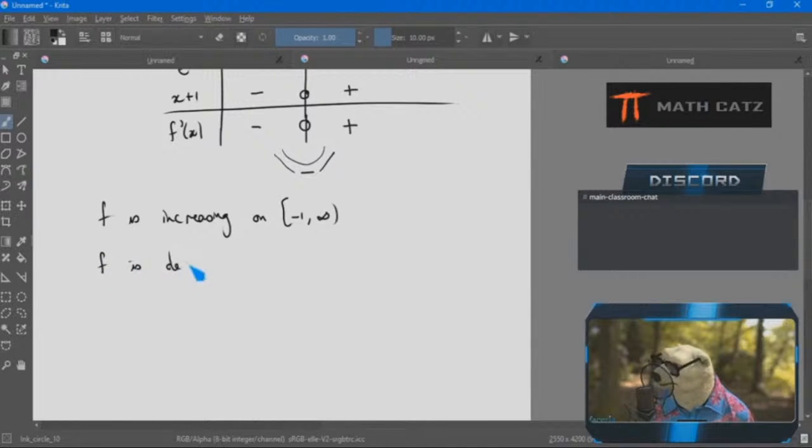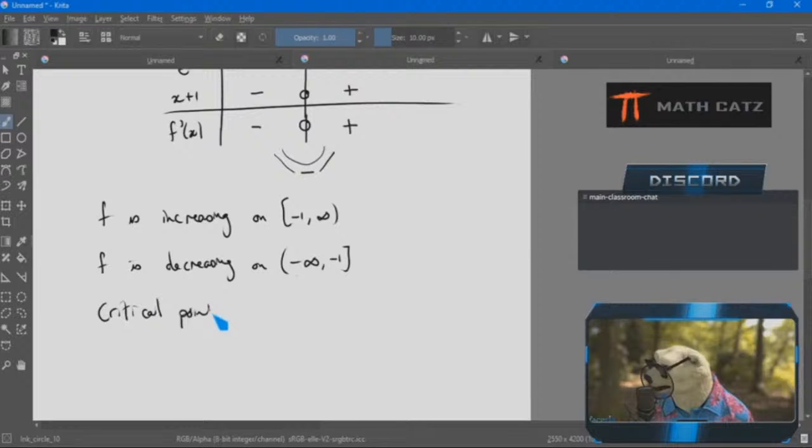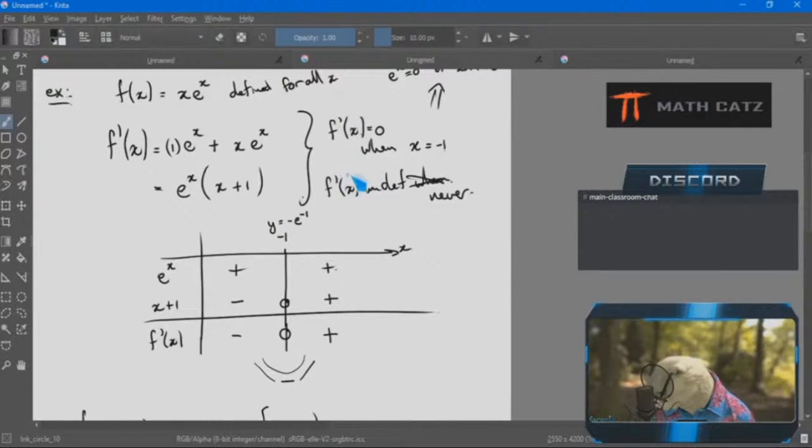And f is decreasing on negative infinity to negative 1. Critical point? Yes. It's at x equal to negative 1 because it came out of my check of the derivative and there's an actual y value. There is a point. Critical point.